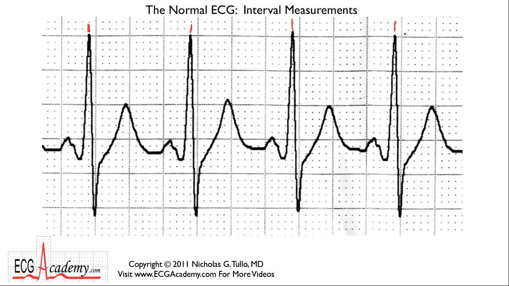So what would the rate be? Well, start with this one. We'll count off 300, 150, 100. So the rate here is 100 beats per minute.